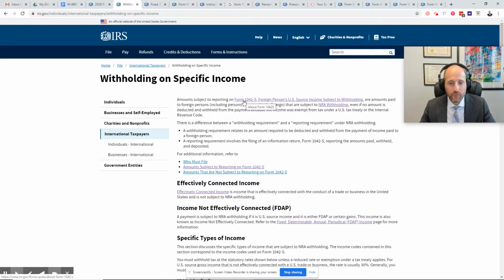Okay, so Form 1042-S is for a foreign person's U.S. source income subject to withholding. Fine.